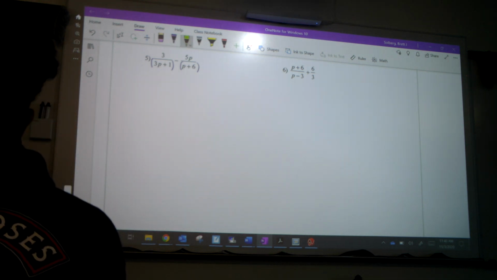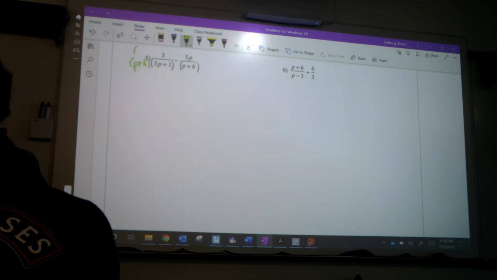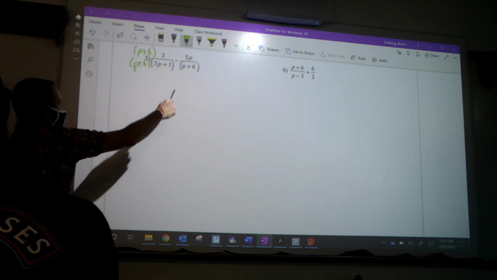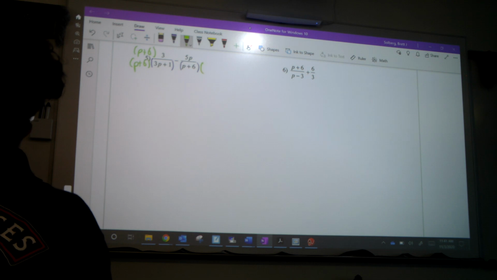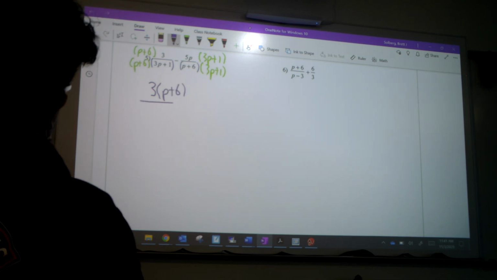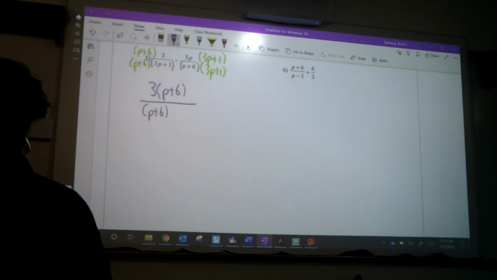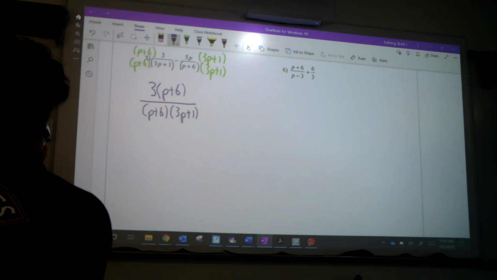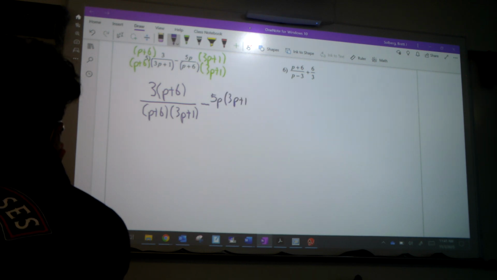So let me write out what I'm saying. So the 3p plus 1, it needs the entire p plus 6. But if I do it in the bottom, I also have to do that in the top. Then the p plus 6, it's going to need the entire 3p plus 1. So I'm going to rewrite this out. Okay, so I've got 3 times p plus 6 over p plus 6, 3p plus 1. And then here we're going to have a minus 5p times 3p plus 1 over p plus 6, 3p plus 1.